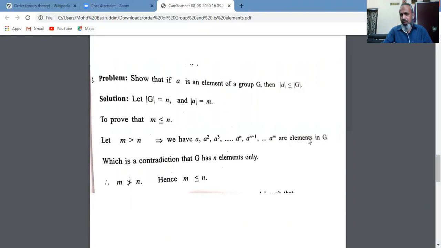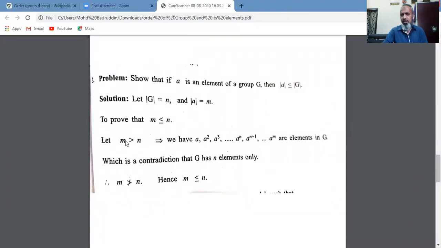are elements in G, because the order of G is n. So G has n elements. So we are taking a, a square, a cube, ..., a to the power n, a to the power n plus 1, ..., a to the power m. These are the elements of G, because if m is greater than n, then a to the power n is less than a to the power n plus 1, ..., it is less than a to the power m. So which is a contradiction, that G has n elements only, because the order of G is n.